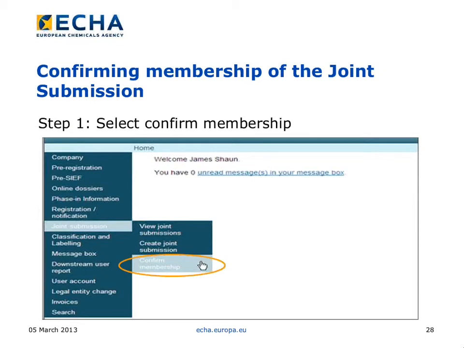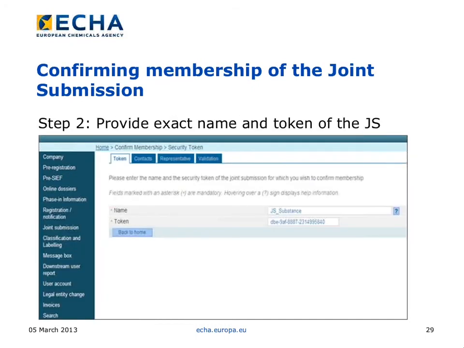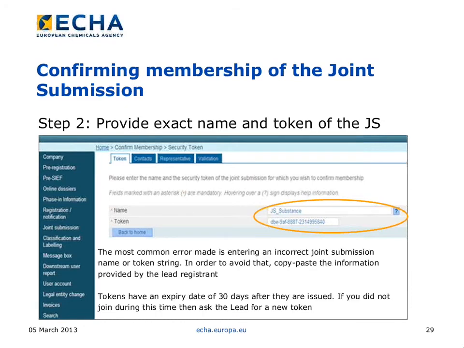In step 1, you need to go to your ReachIT homepage, go to the tab Joint Submission, and select Confirm Membership. In step 2, as a member, you need to enter the name of the joint submission and the security token. I would like to mention that in this step, the most common error made is entering the incorrect joint submission name or the token string. So in order to avoid that, we suggest you simply copy and paste the information provided to you by the lead registrant.